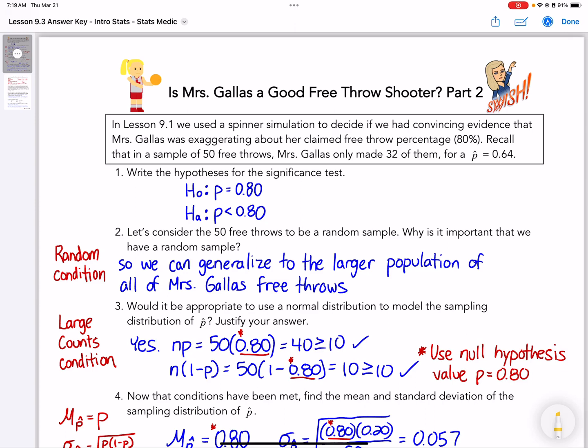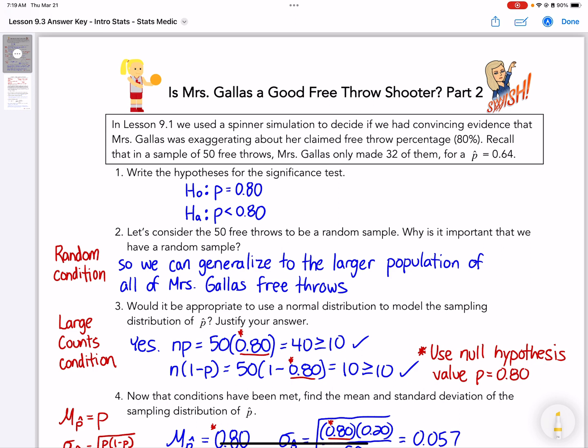We're talking about hypothesis testing here. And this lesson is about, is Miss Gallus a good free throw shooter, part 2. So we're going to be using the data that we had two days ago in part 1, but now we're going to formalize it into an actual hypothesis test.